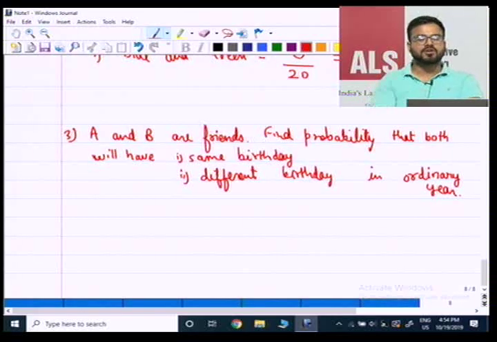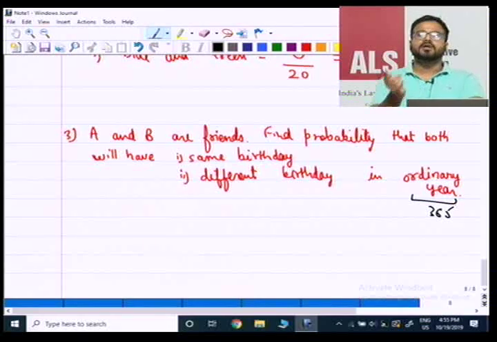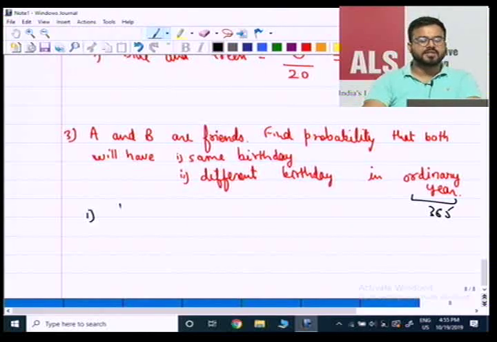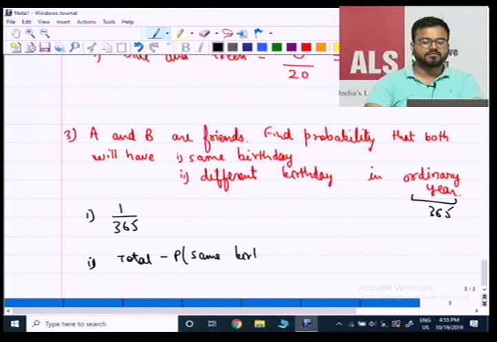Since we are talking about the ordinary year, the total number of days in an ordinary year is 365. Since they have to have the same birthday, out of 365 there should be only one day on which they have the same birthday. So the probability is 1 by 365. Now different birthday means not the same birthday. So you can apply that logic: total minus the probability of same birthday. So 1 minus 1 by 365, which is 364 by 365.